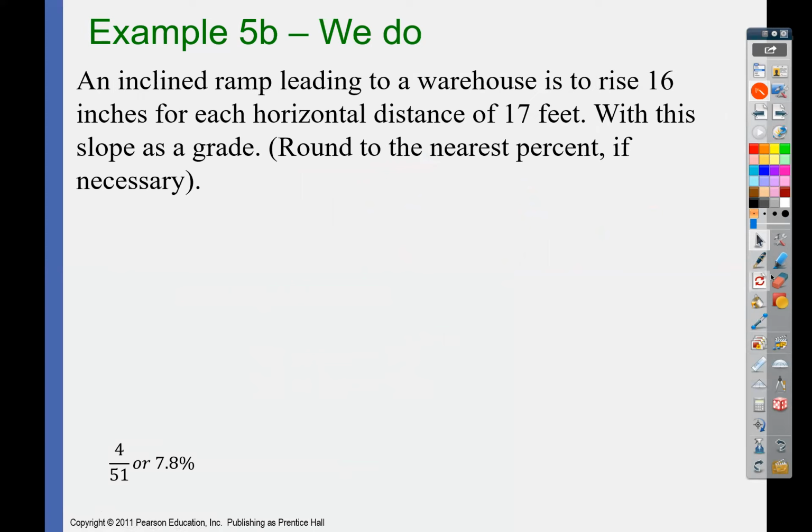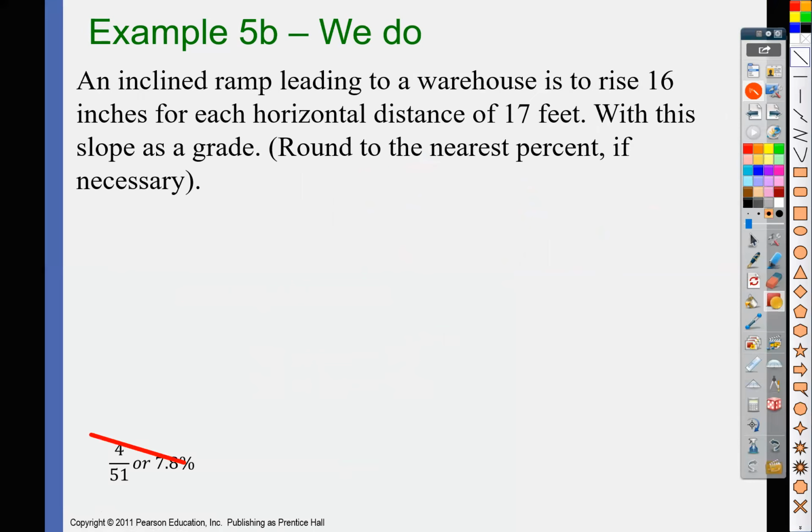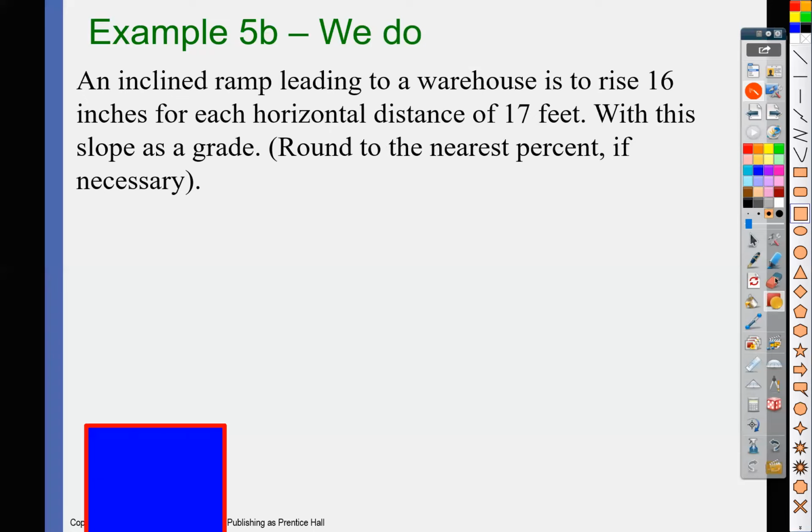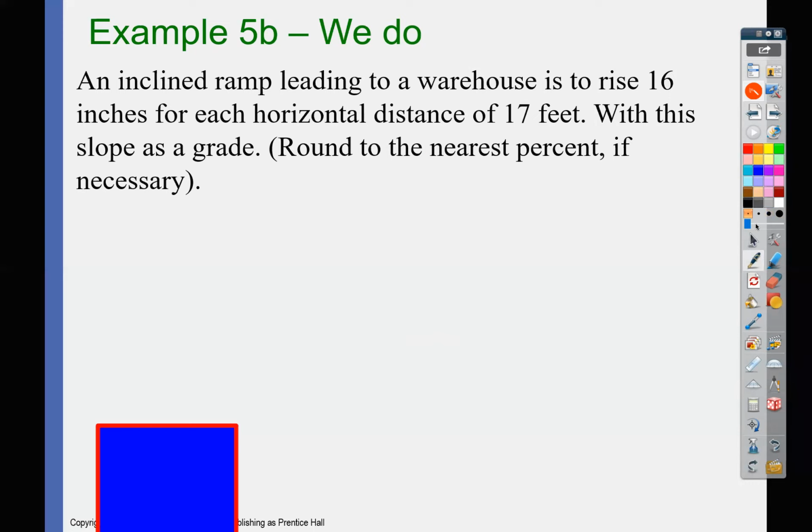Okay. I'm just going to cover this up. Okay. An inclined ramp leading to a warehouse is to rise 16 inches for each horizontal distance of 17 feet. Find the slope as a grade, rounding to the nearest percent if necessary. Okay, so here's something that you need to be really careful about. They do this a lot on standardized tests. 16 inches, 17 feet.